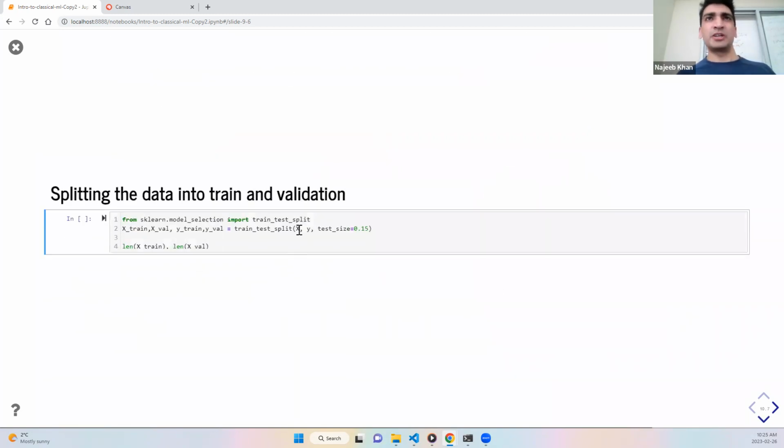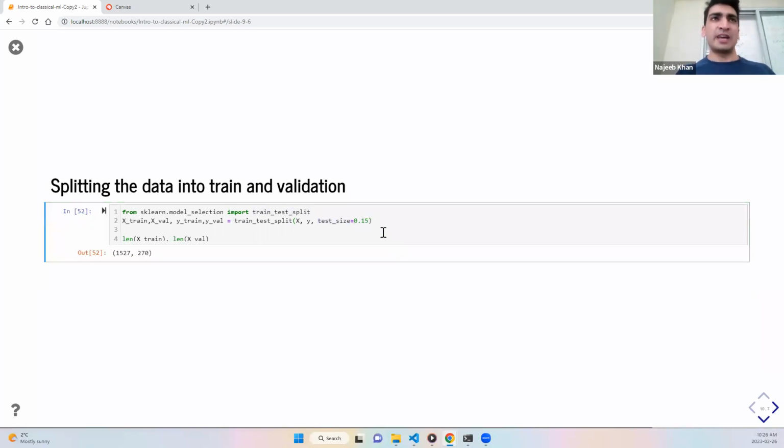So how do we split our X and Y, the data set that we have? We can use the train test split method from scikit-learn. It provides you with an option to specify how big the test size will be. So I'd say 15% is the test size. Given that split, we can measure how many training examples and how many validation examples we have. So we have 270 in the test set and 1500 in the training set.